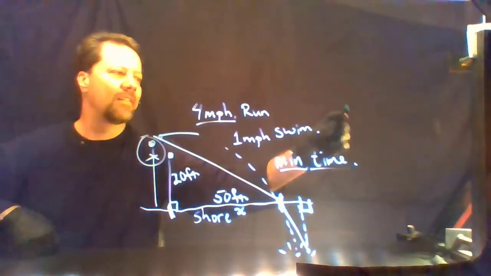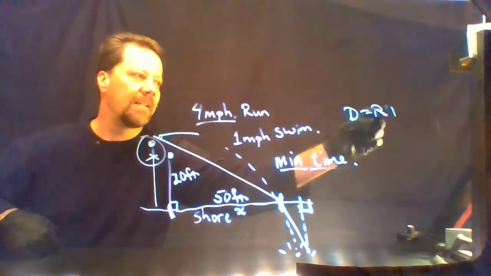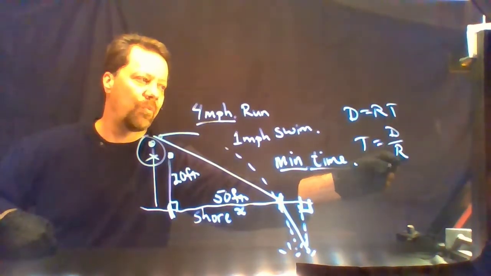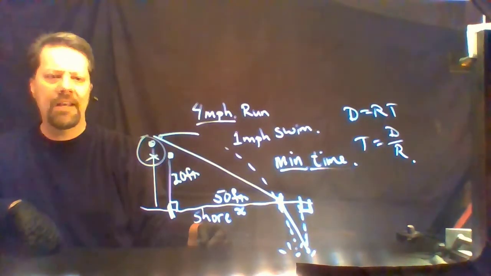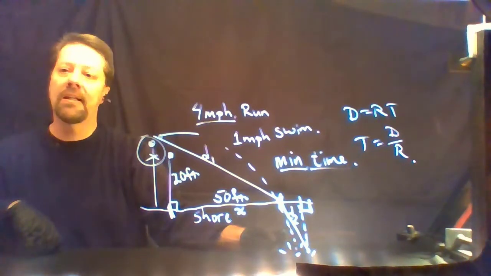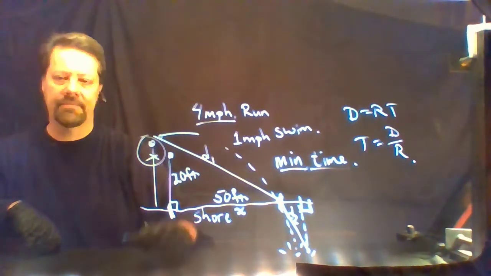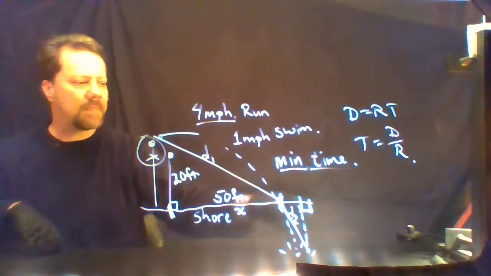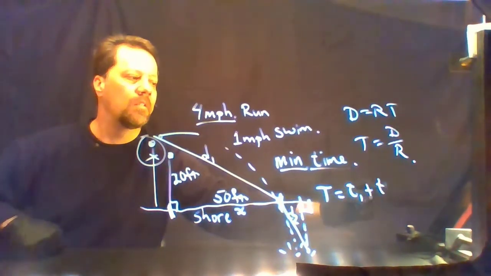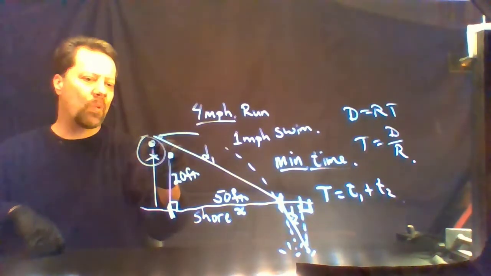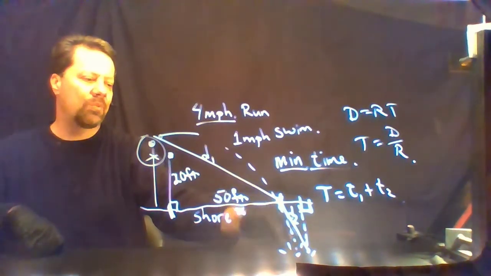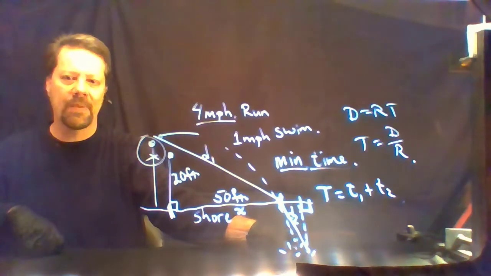Keep in mind, distance is rate times time, so time is distance divided by rate. We have two distances here, and we have two rates as well. So the total time is going to be time 1 plus time 2. Time 1 will be the time that the dog runs along the shore, and time 2 will be the time it takes for the dog to swim.